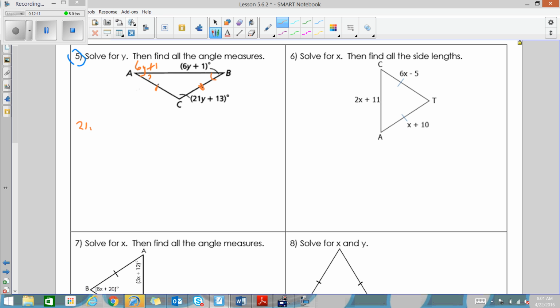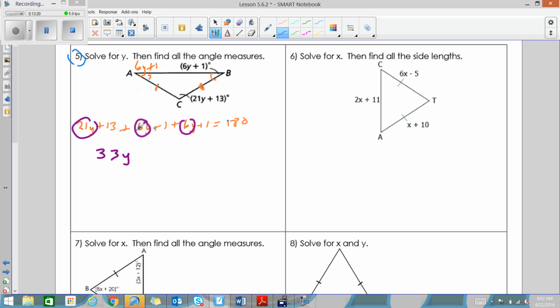So we're going to go 21y plus 13, that's the value of angle C, plus 6y plus 1, that's the value of A, plus 6y plus 1, that's the value of B, and that equals 180 degrees, because all three angles of a triangle add up to 180 degrees. Now, that's your geometry. This second part, solving this equation, this is algebra. This is stuff that you should have been able to do prior to coming to this class. So we got to just remember our rules. Combine like terms. So let's combine all of our variables together. 21y, 6y, and 6y is going to give us, what is that, 33y.